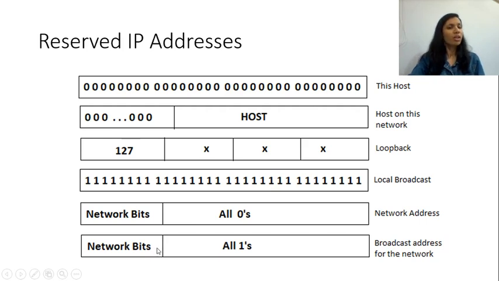So for instance, your host 120.5.5.5 lies in the network 120.0.0.0. For this network, the broadcast address would be 120 dot, with the rest of the bits set to 1, which would give you 120.255.255.255. So that would be the broadcast address for the network on which your host 120.5.5.5/8 lies.